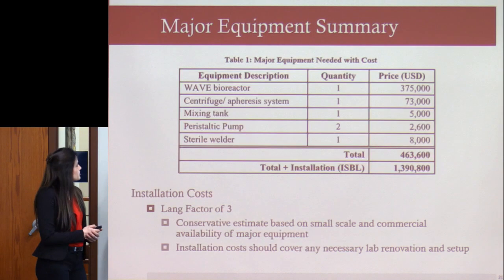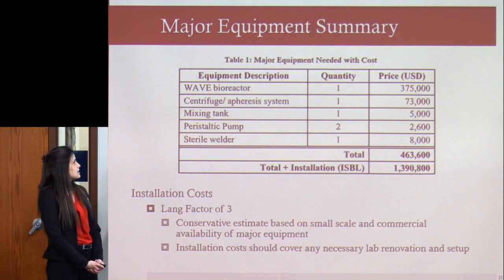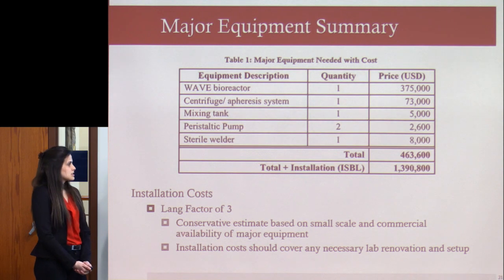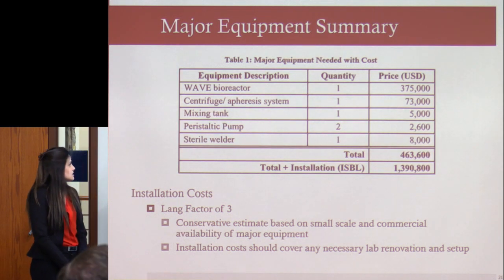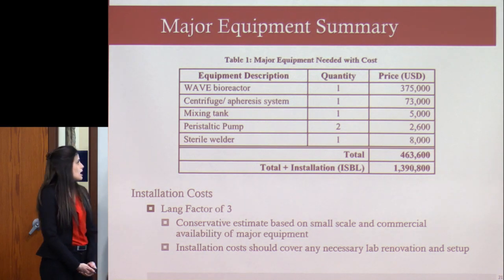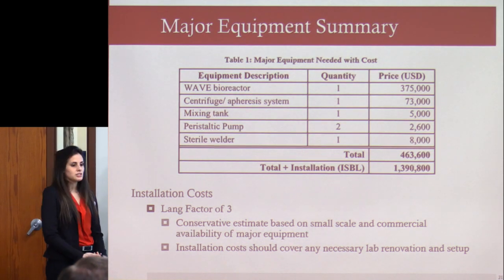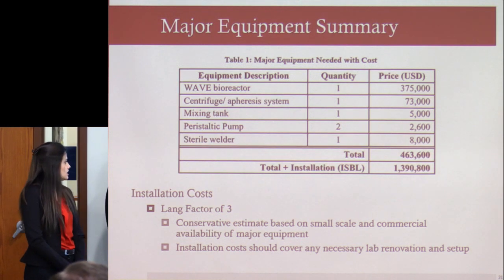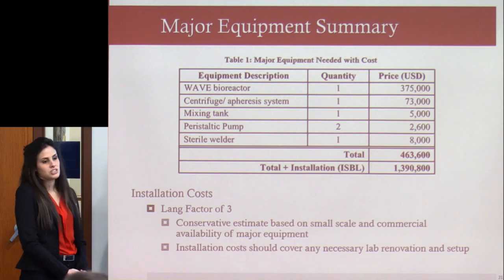So first, for our major equipment, we have the bioreactor, the centrifuge, the mixing tank, the pump, and the welder. Together, these come to be about $500,000, and with installation costs, that's about $1.4 million. And we estimated the installation costs using a Lang factor of 3. We think our installation costs are a lot more than what it's going to actually be, because we have really smaller size equipment and it's really easy to get commercially. So hopefully this overestimate should allow us to cover any necessary lab renovation and setup.